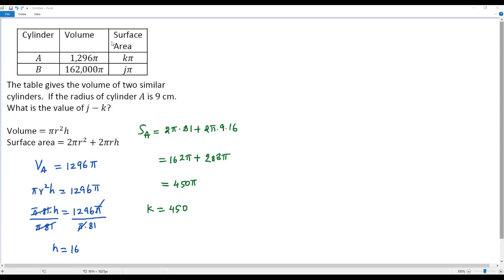Now to get the surface area of cylinder B, we have to do some little tricky work. That is, we have to get the ratio of the volumes of the two cylinders. That is the volume of cylinder A divided by the volume of cylinder B. That is equal to 1296 pi divided by 162,000 pi. So this pi will cancel out. We can use Desmos to get the simplified form of this fraction. When I do so, I'm getting 1 over 125. Here I got the ratio of the volumes of the two cylinders.